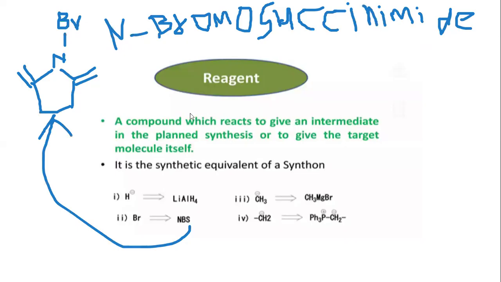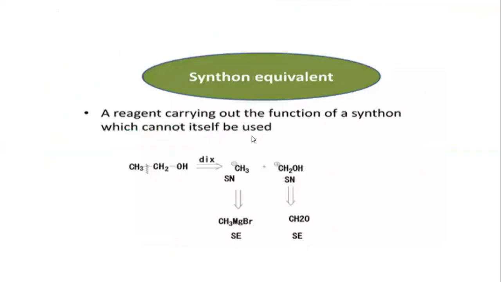Reagent: a compound which reacts to give the intermediate in the synthesis plan or gives the target molecule itself. It is the synthetic equivalent of the synthon. Examples: acid, lithium aluminum hydride, methyl magnesium bromide, CH2 phenyl, NBS, N-bromosuccinimide. Synthon equivalent: a reagent carrying out the function of a synthon which cannot itself be used.